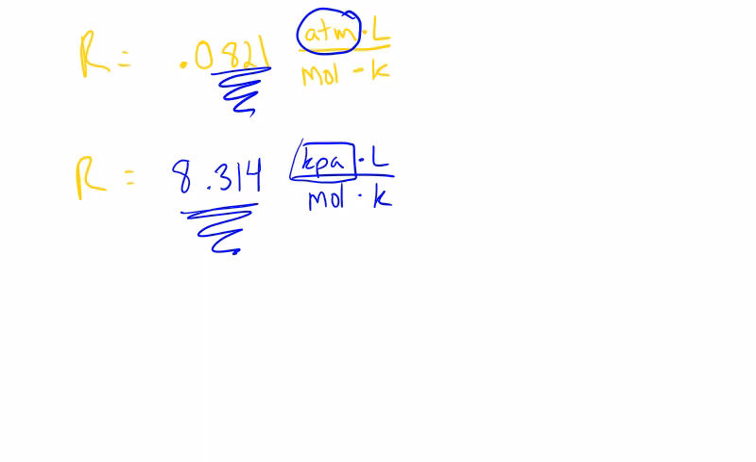So on page 5, we're going to go ahead and try a few examples of these. If you could turn to page 5, we're going to be doing number 1. Number 1 says, what pressure is exerted by 0.622 moles of a gas contained in a 9.22 liter container at a temperature of 16 degrees Celsius?